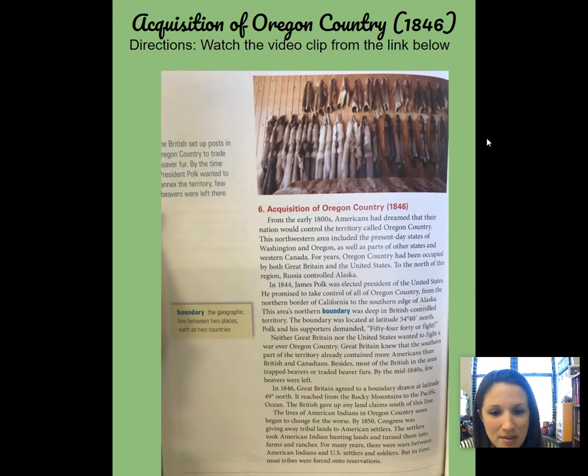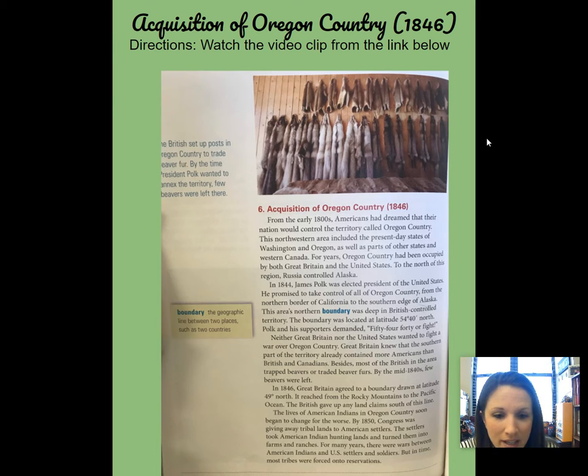Great Britain knew that the southern part of the territory already contained more Americans than British and Canadians. Besides, most of the British in the area trapped beavers or traded beaver furs, and by the mid-1840s, few beavers were even left. In 1846, Great Britain agreed to the boundary drawn at the latitude of 49 degrees north. It reached from the Rocky Mountains to the Pacific Ocean. The British gave up any land claims south of this line.